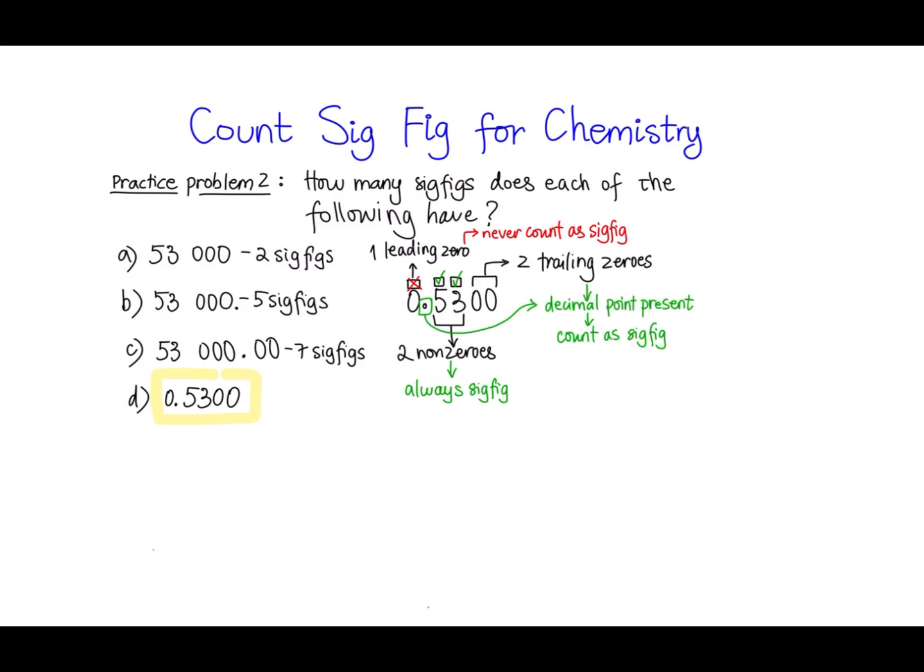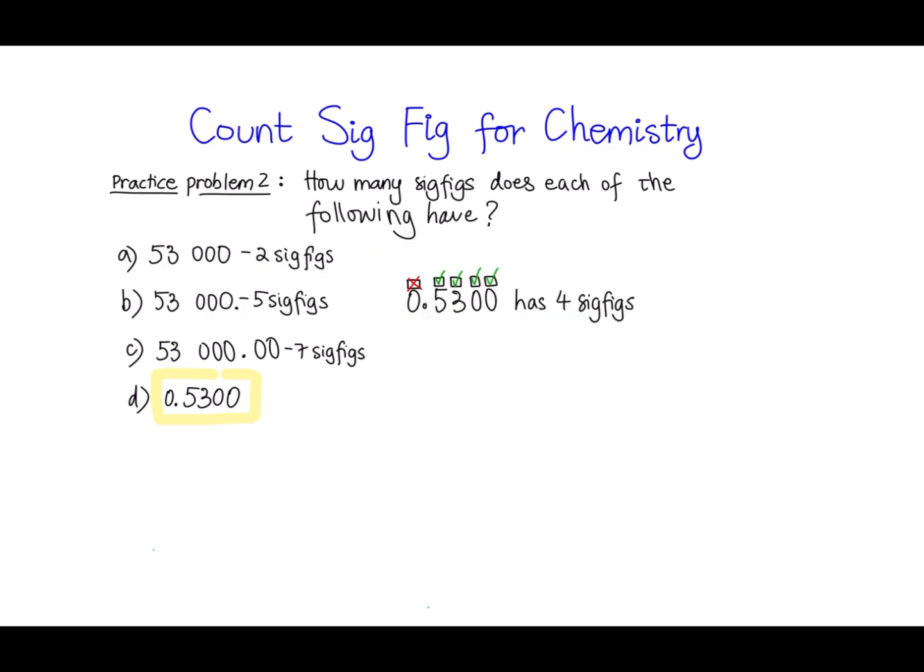And how about the 2 trailing zeros? These 2 trailing zeros are considered sigfigs because there's a decimal point present in this number. And because of that, they are counted as sigfigs. So in total, just count all the digits that are considered sigfigs. You'll say that 0.5300 has a total of 4 sigfigs.